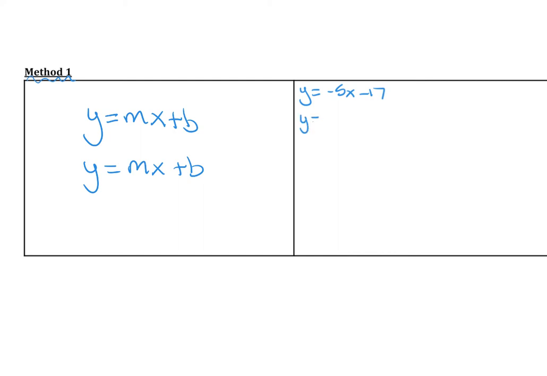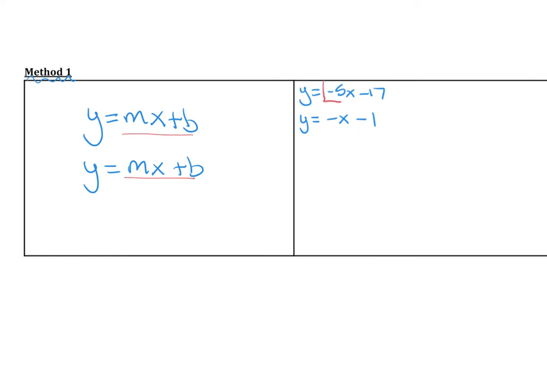So linear equations can come in many different forms. So I like to talk about method 1. That is when both of your equations are in slope-intercept form. Y equals mx plus b. So here's an example. Y equals negative 5x minus 17 and y equals negative x minus 1. When they are both in this form, we can substitute.